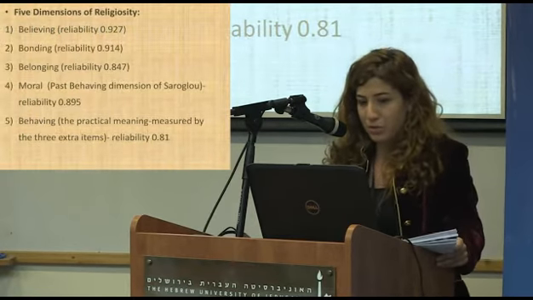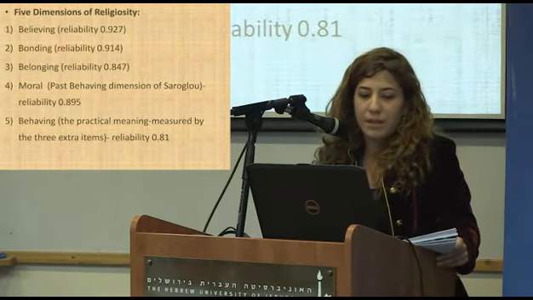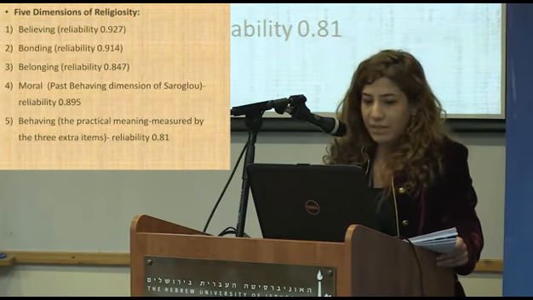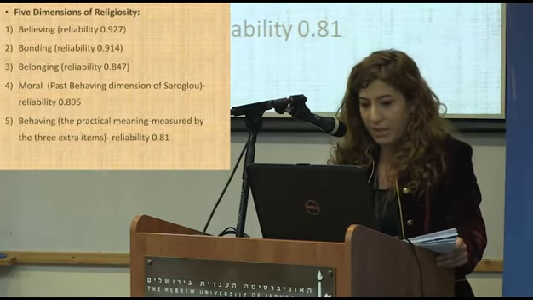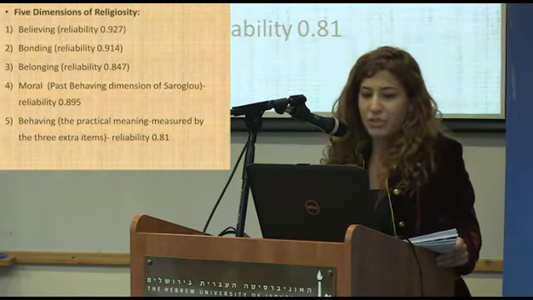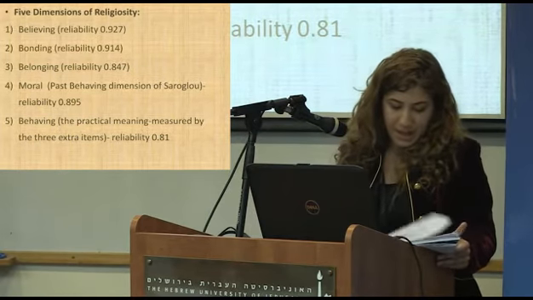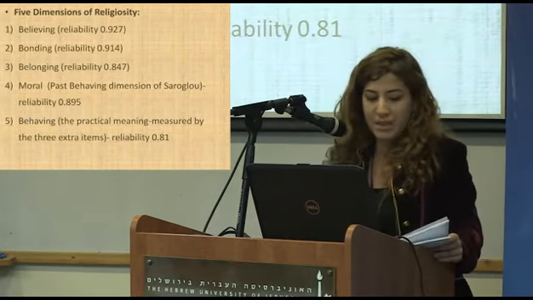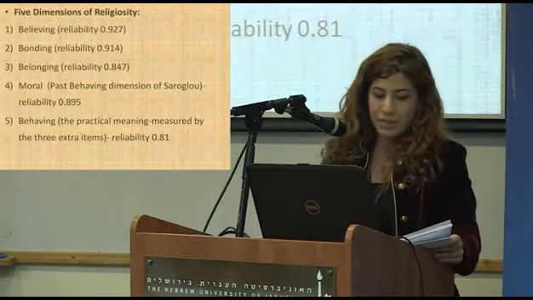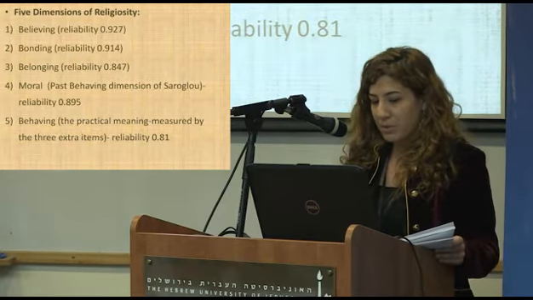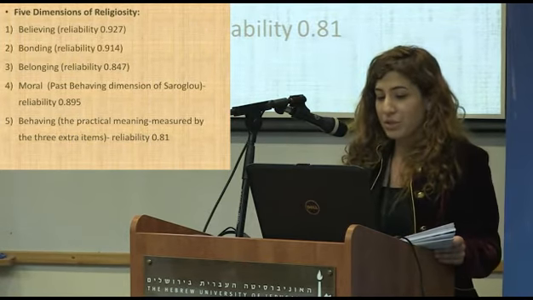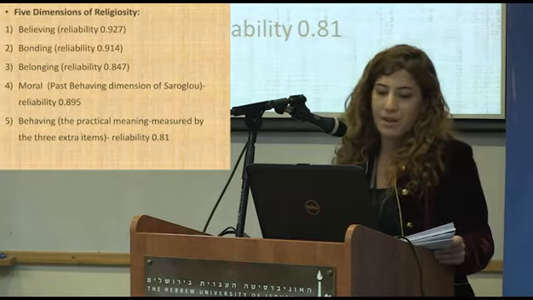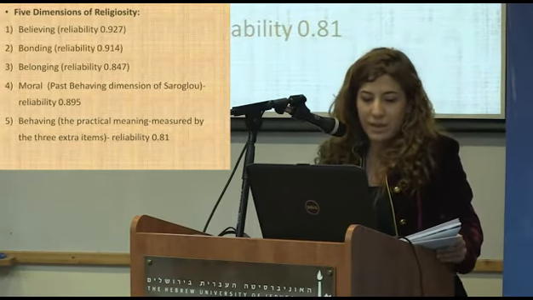So with the 4 dimensions of the 4Bs model plus the new element of the practical aspect of behavior, we had 5 dimensions of religiosity: the believing, bonding, belonging, moral, and behaving. But we made some change or switch in the names of the dimensions. The moral dimension here refers to the behaving dimension of the 4Bs model. We decided to change its name because this dimension measures the moral standards of behavior, and we decided to give the behaving name to the new element that we added, the practical meaning of behavior.